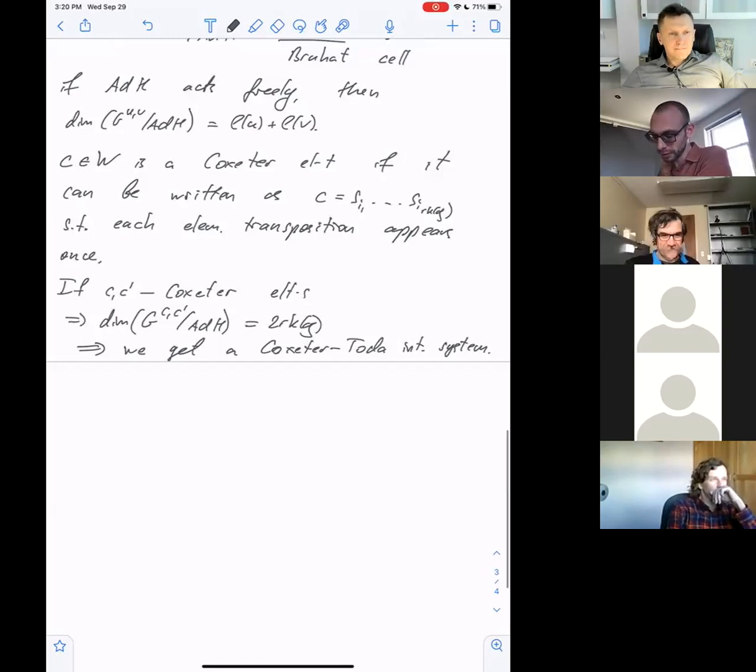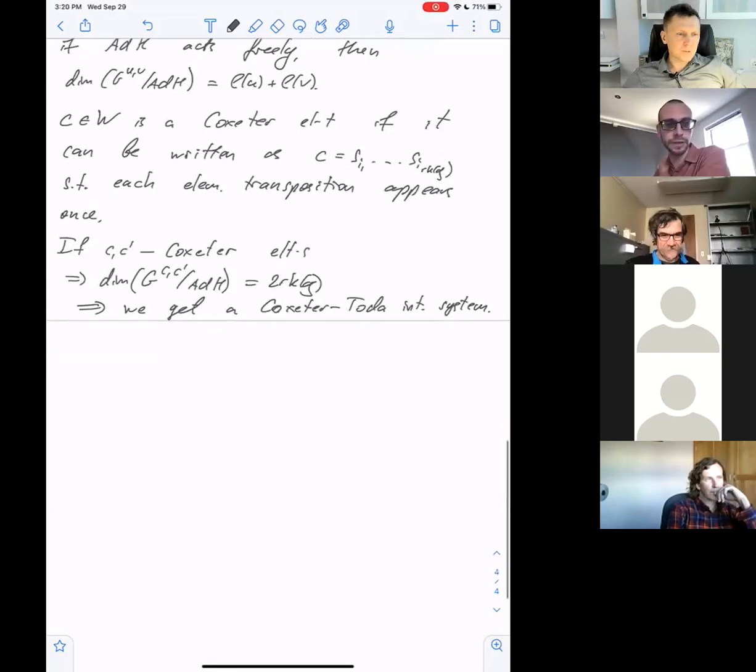All right. So this was the description of the integrable system. Now I'm going to describe the cluster coordinates on it.